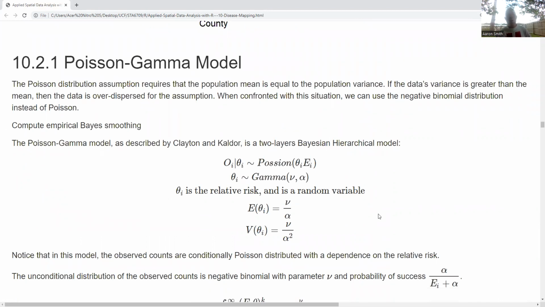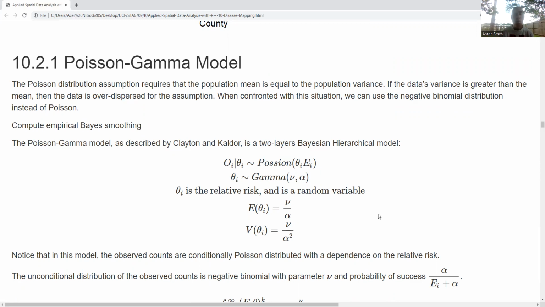All right, so now let's talk about the Poisson gamma model. The Poisson distribution requires that the population mean is equal to the population variance. If the data's variance is greater than the mean, we call this overdispersed. If we're confronted with this situation, we know immediately that this is not the best fitting model I possibly could get. One option we have to get around this is to use the negative binomial distribution instead of Poisson. So we're going to tackle this by running things with empirical Bayes smoothing.